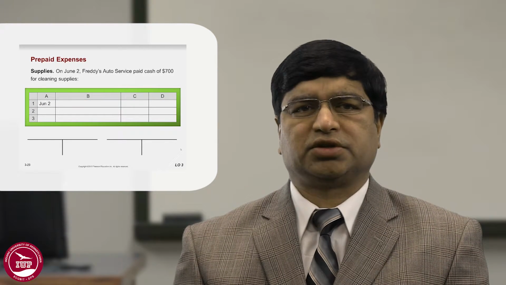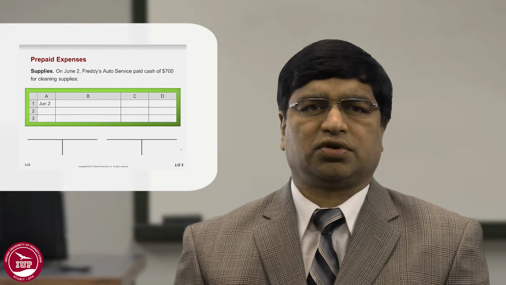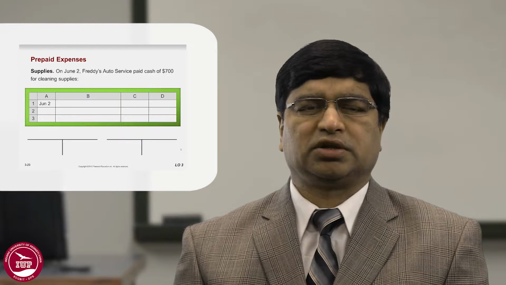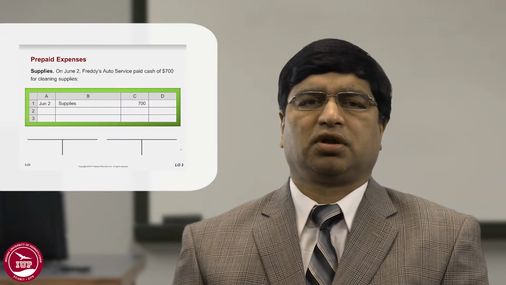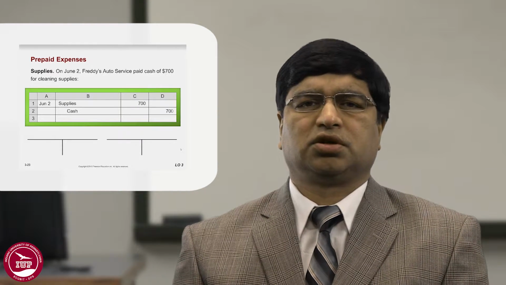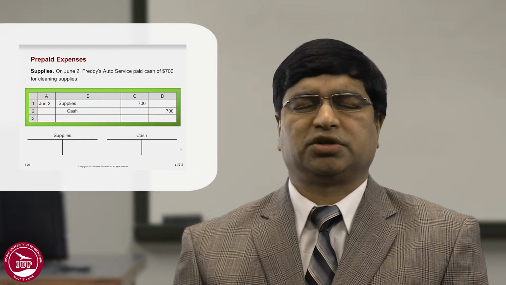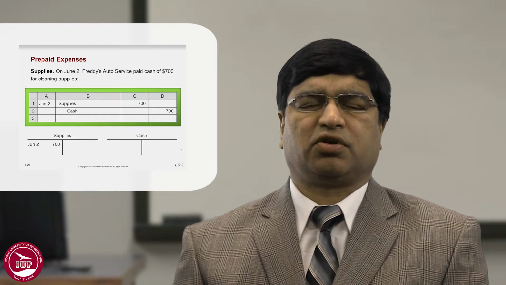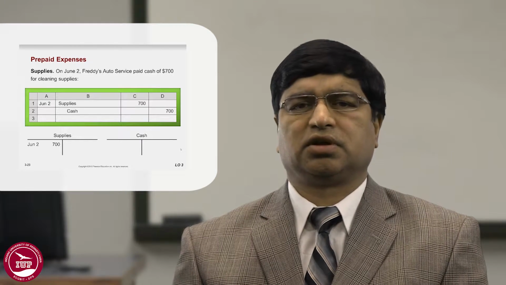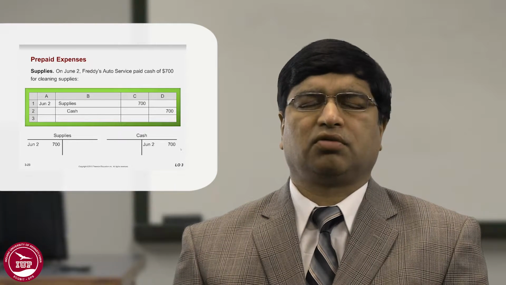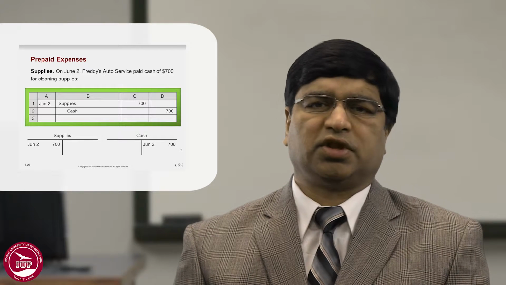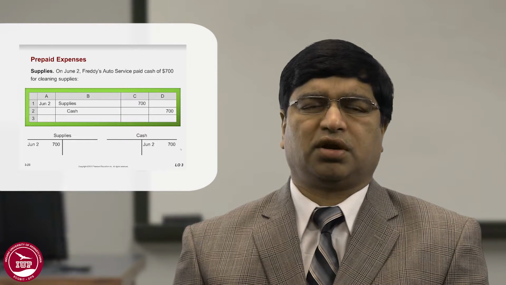Suppose Freddie pays cash of $700 for cleaning supplies. So there are supplies they purchased for cash for $700. Supplies of $700 is purchased. Supplies is like an inventory or an asset. So when it increases, it is debited, and when the cash decreases, it is credited.